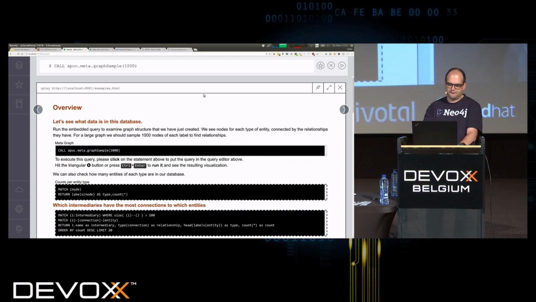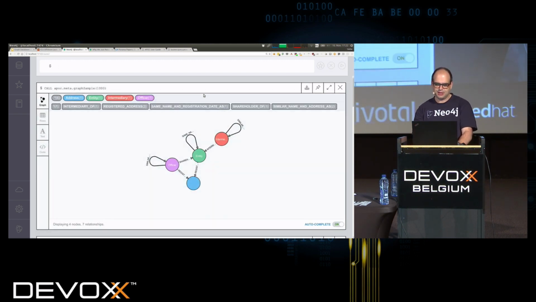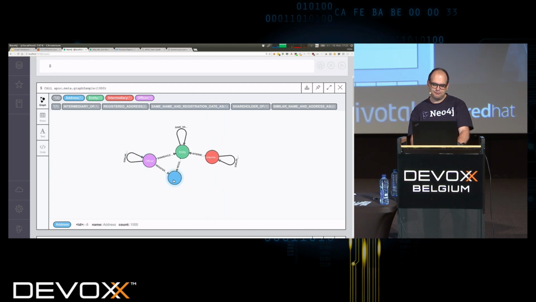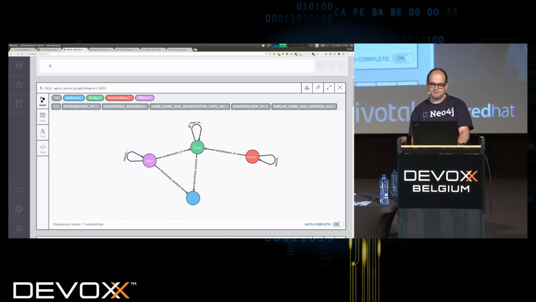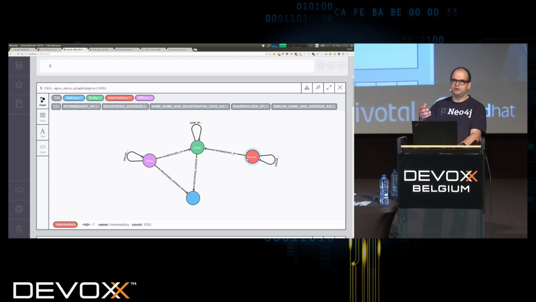So there is a function to extract the meta model of that graph. Let's try to get that. So here we have an officer, so this is the meta model. An officer might be shareholder of an entity, an entity might have an intermediary, and an officer might have a registered address. And then there are similarity relationships for all the three entities. That's the meta model, and that's nowhere explicitly stored. That's just calculated from the graph.